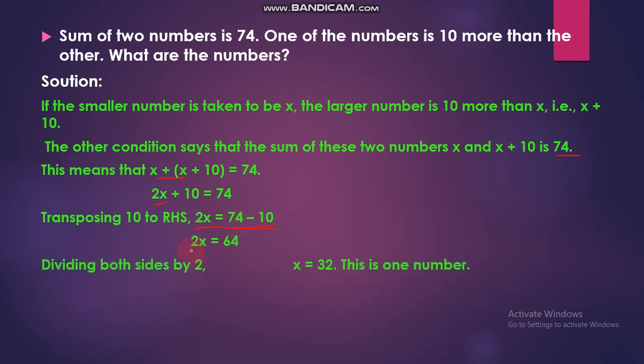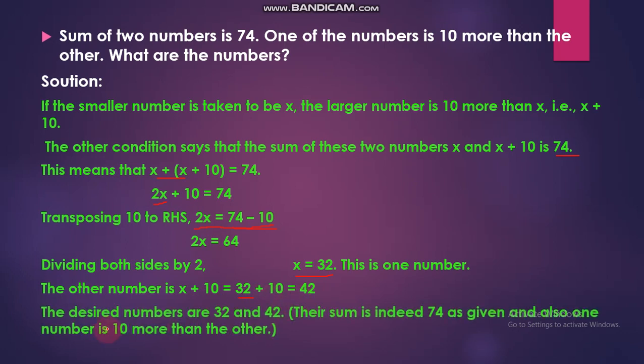Now we have to get the value of x. Dividing both sides by 2, we get the value of x as 32. This x means the smaller number, so one number is 32. Then what is the other number? x plus 10. Now we know the value of x is 32, so 32 plus 10 is 42. So the desired numbers are 32 and 42. You can check it by adding these two numbers, whether it is 74 or not.